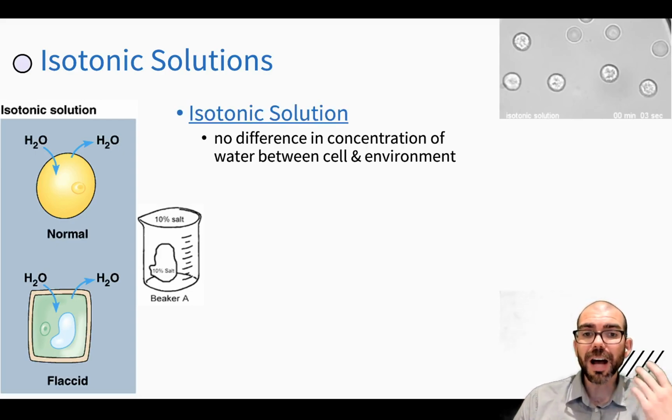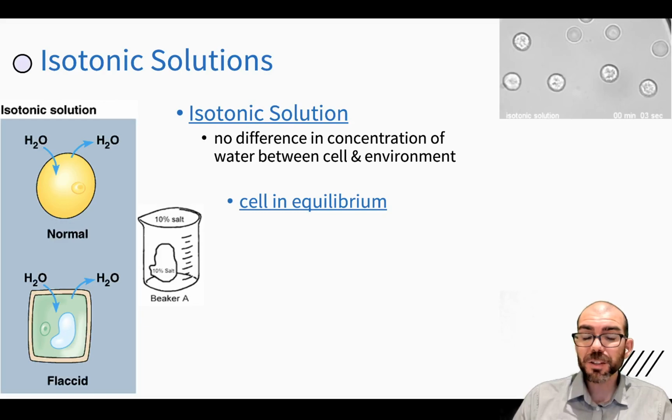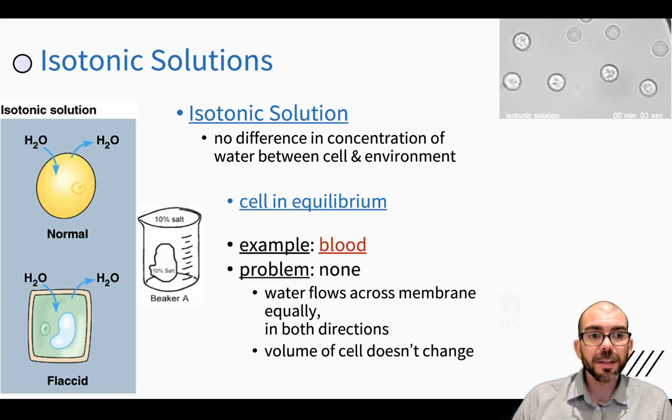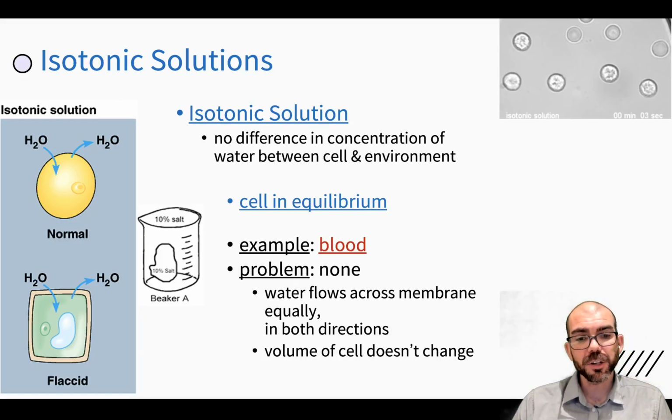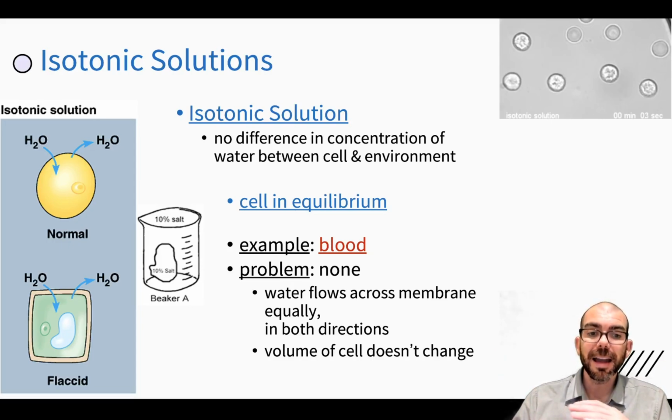Solutions like this are called isotonic, when there's no difference in the concentration of water between the cell and its environment. This is when the cell is in equilibrium. This was that first video of blood cells that I showed you. In this instance, there's no problem. It's a dynamic system. Water's going in, but the same amount of water's going out because the concentrations are the same, so the cell maintains balance and it is fine.